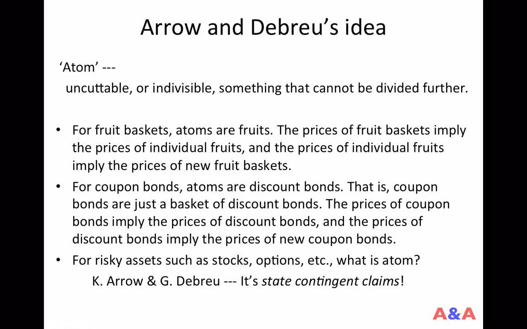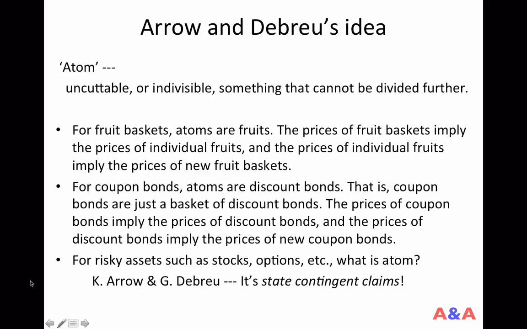When we studied bonds and interest rates, in one of the classes we studied how to derive the yield curve from coupon bond prices. And in that story, atoms were actually discount bonds or zero coupon bonds. We studied that coupon bonds are just a basket of many discount bonds. That is, the essence of what we studied in that class is that the prices of coupon bonds imply the prices of discount bonds, and the prices of discount bonds in turn imply the prices of other new coupon bonds.